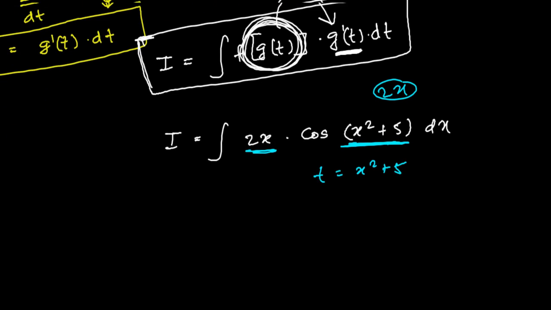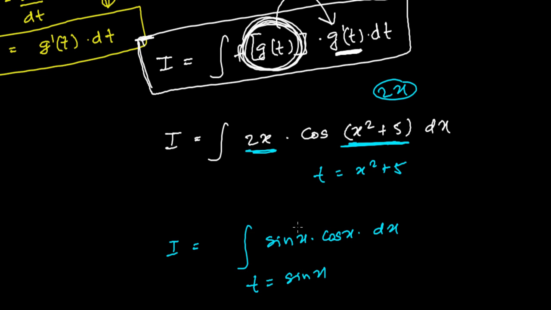Similarly, let's say you have another question, something like this. Let's say sine x cosine of x dx. In this case what will you suppose? You can suppose anything. Either you can suppose t equals sine x, because the derivative of sine x is already present here, or if you want, you can suppose t equals cosine of x also, because the derivative of cosine is already present here. So in this case you can suppose any one.